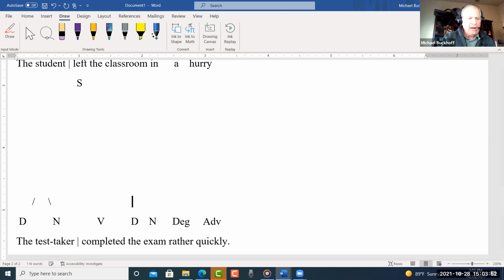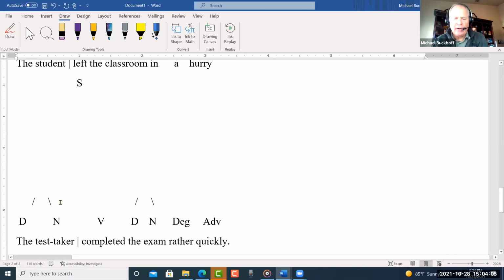Okay, so we got the exam. You guys see that? Now, we have "rather quickly." Rather quickly, it groups together, but we can't call it a noun phrase. What do we call it? Anybody have any idea on that? I'll give you a tip. If you have two words grouping together, whatever that phrase is, you refer to it by the last word in that group.